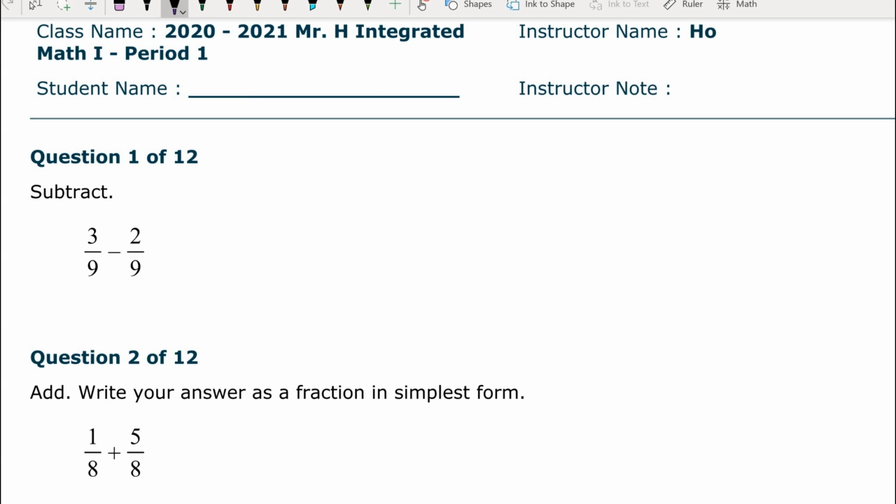Okay, we're going to look at problem 1. We're going to subtract 2 fractions. To subtract 2 fractions, you need the same denominator. In this case, they already have the same denominator, so all we have to do is subtract straight across. So 3 minus 2 will give me 1/9. Then we reduce our fraction, seeing 1/9 is already in the lowest form, so that is the final answer.